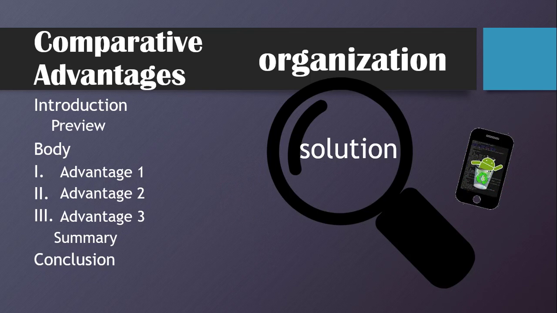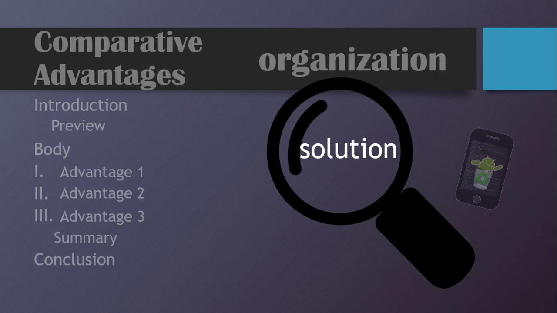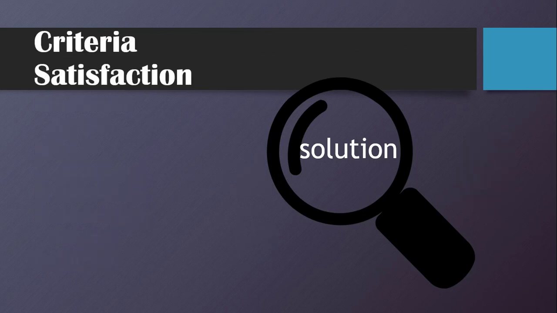Another organizational structure that focuses on solutions is the criteria satisfaction method. This is more of an indirect organization that starts with getting the audience to agree to certain criteria or standards. The premise is that if I can get you to agree that an acceptable solution is one that meets particular standards, you'll be more likely to accept that solution.